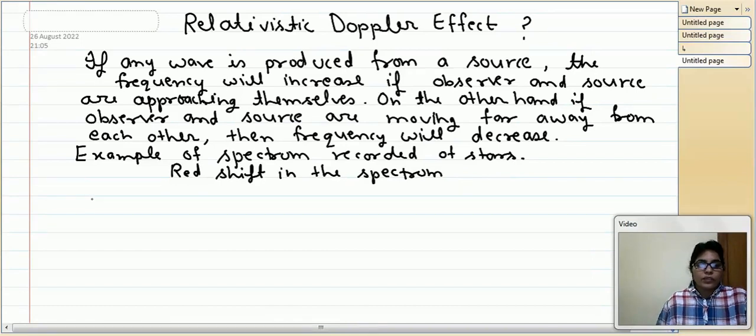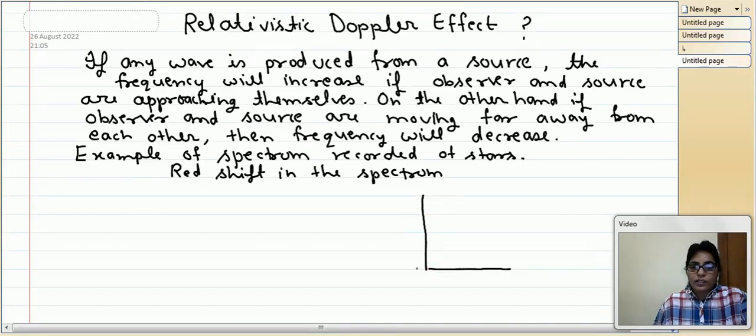Now we have to apply the relativistic effect in this case, and again we will take our older frame of references, that is two frames of reference, S and S dash.